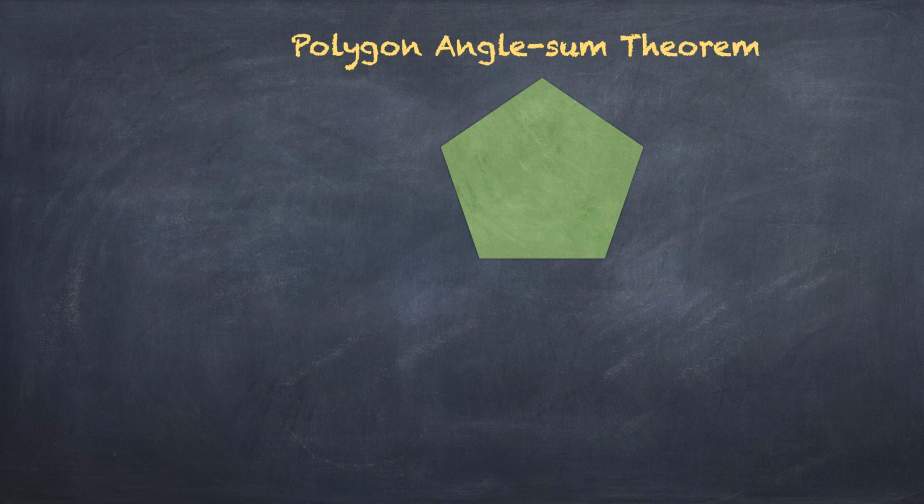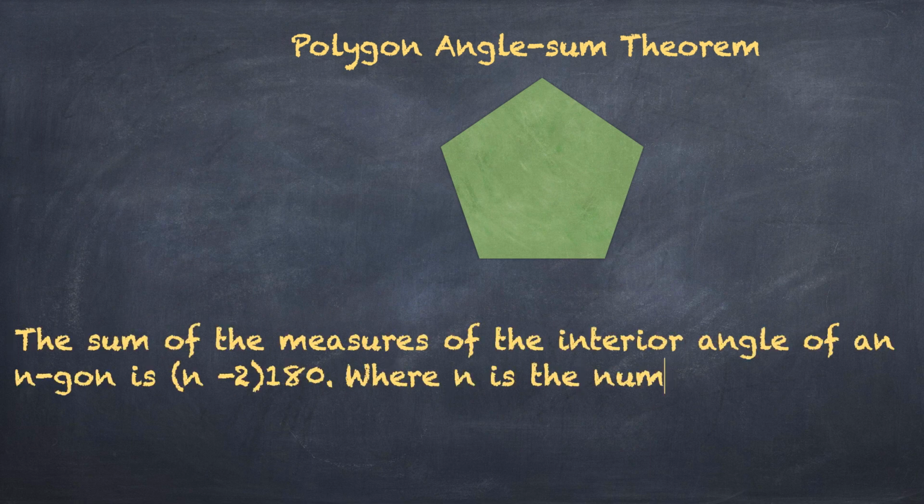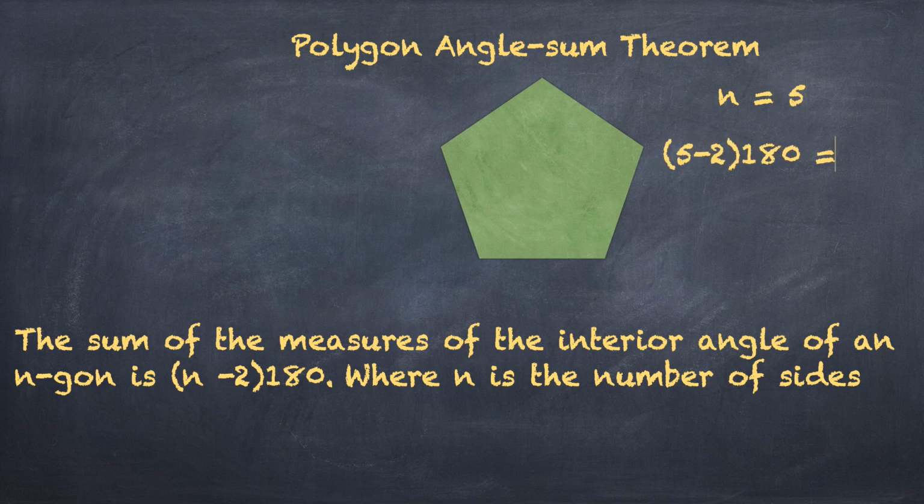All right, we have 3 theorems that we've learned today. The first one is the polygon angle sum theorem, which says the sum of the measures of the interior angles of an n-gon is the quantity of n minus 2 times 180, where n is the number of sides. I have 5 here, and so 5 minus 2 times 180 is 540.